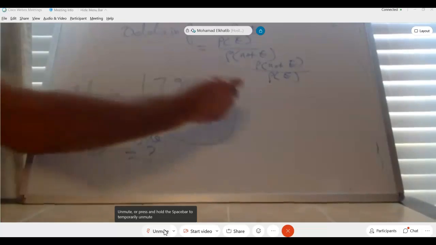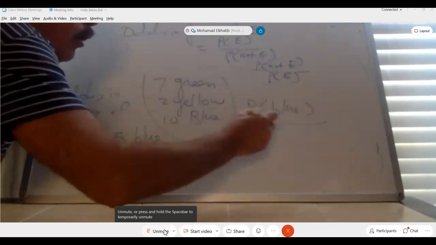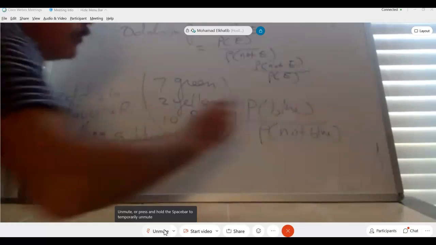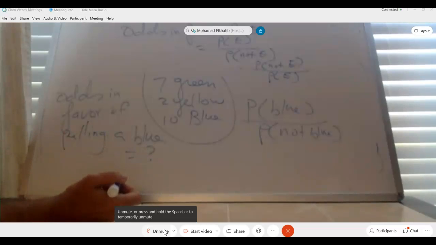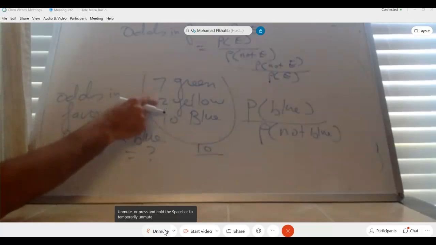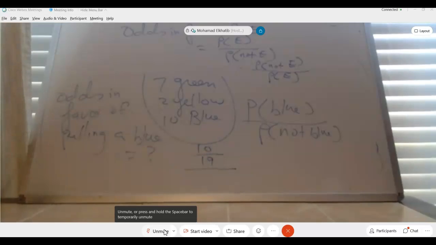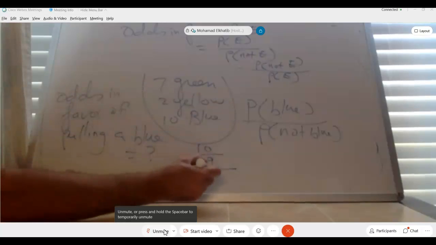So the answer is going to be what? The probability of pulling a blue over the probability of not pulling a blue. That's the formula for the what? Odds. So what is the chance of pulling a blue marble? How many blue marbles do you have? 10 out of what? 7 plus 2, 9. 10 out of 19. What's the probability of not pulling a blue? If I don't want blue, it means I want yellow or green. There'll be 9 over 19.